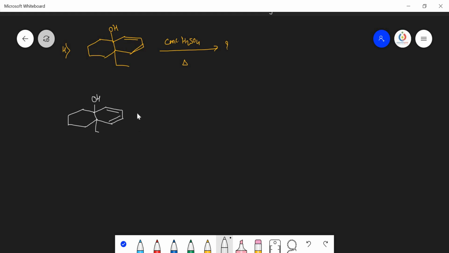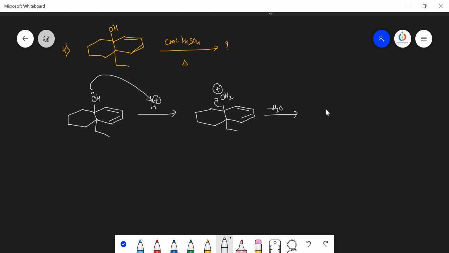Here OH, here ethyl group. So the H plus ion from the H2SO4 can be attacked by the OH group, so that protonation of the OH group takes place, giving the ethyl group and OH2 hydronium ion, so that it will be eliminated as a water molecule, and this particular cation will be formed. This cation has resonance.